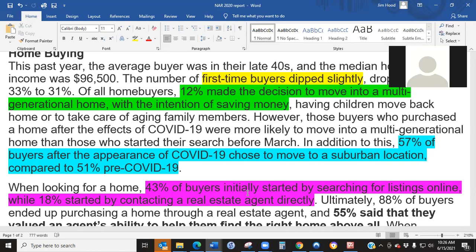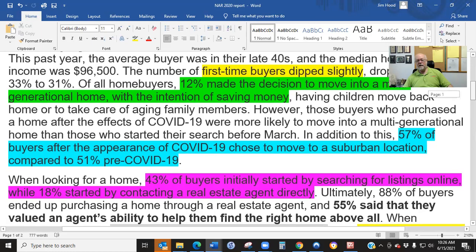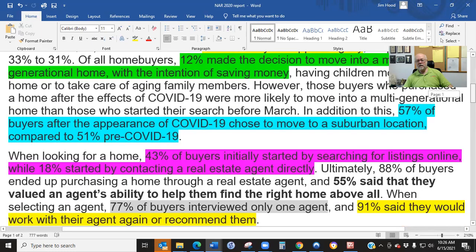Yeah. 18% started by contacting a real estate agent directly. So that impacts it. The people knew who to call before they even started looking online. Okay, but how many people looked online? I mean, geez, that seems crazy. There's got to be more behind that stat.